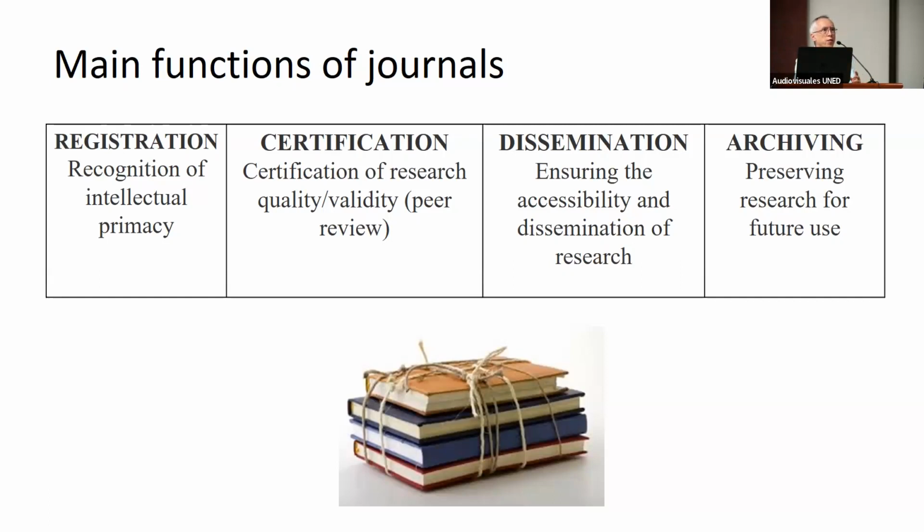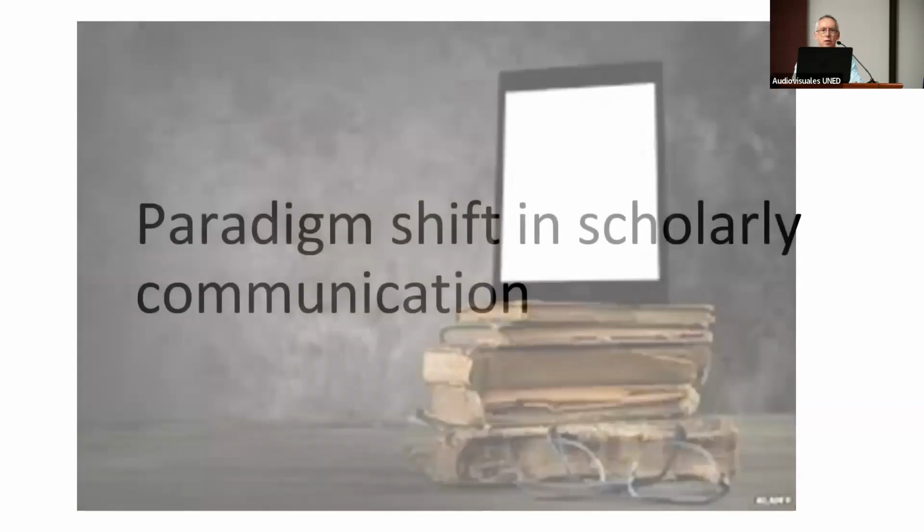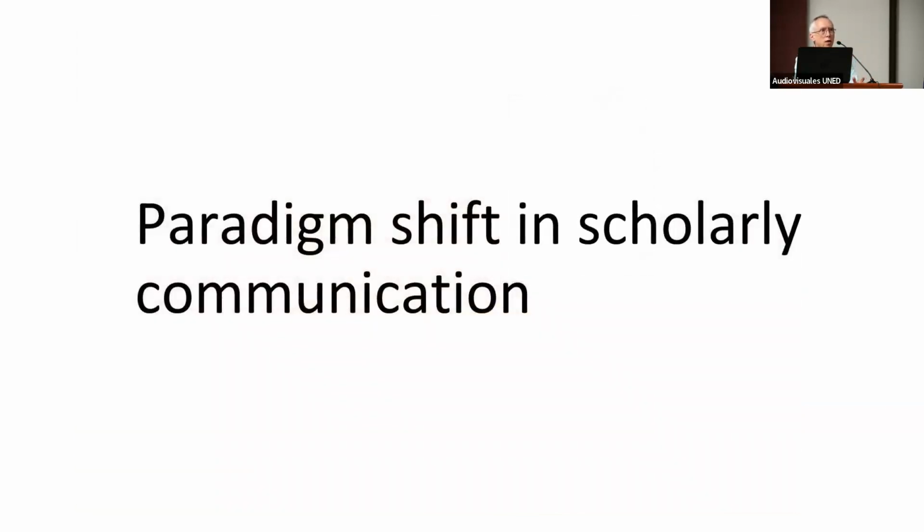In the print world, it made sense that these 4 functions were done together by the same entity and by the same artifact, the journal. But in many ways, what we have done in the transition to the digital world is that we just put digital technology into the same method and workflow, not really taking full advantage of the digital environment. So we think, and many people think, that we need a paradigm shift in scholarly communication.